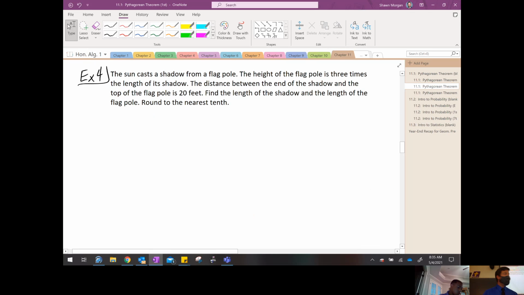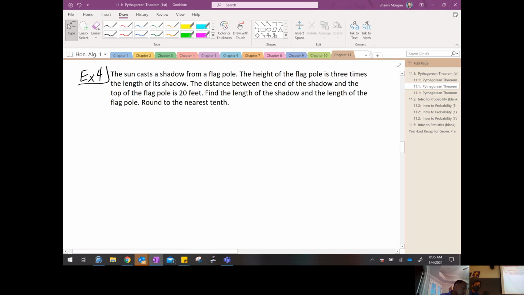Okay? Now, here's our last example for today, and this one's a good one. It's a word problem application of Pythagoras. And by the way, check Delta Math tonight for some basic Pythagorean Theorem practice problems, just to get you some practice problems under your belts.